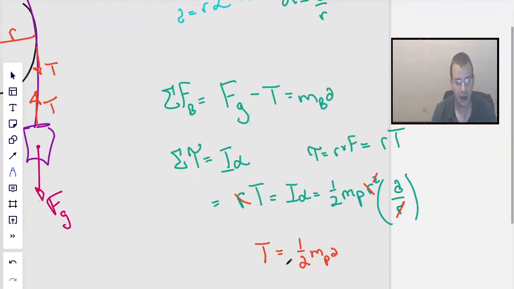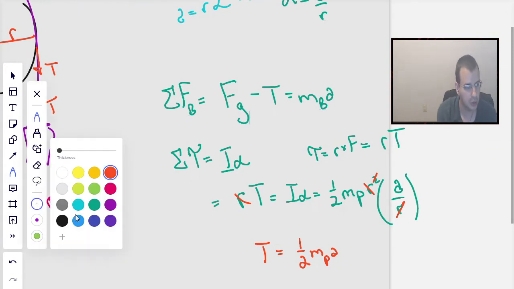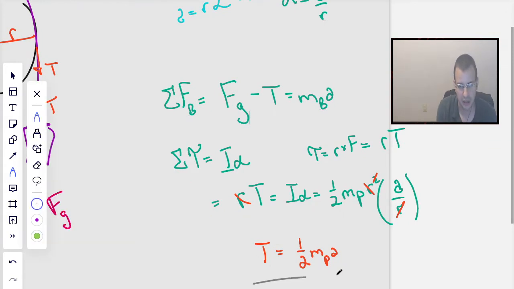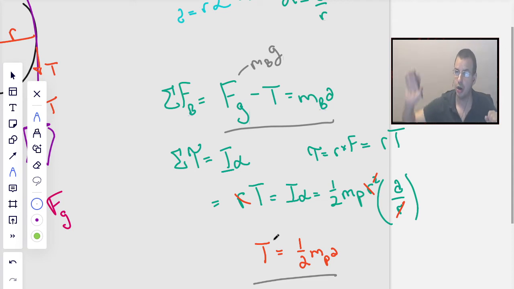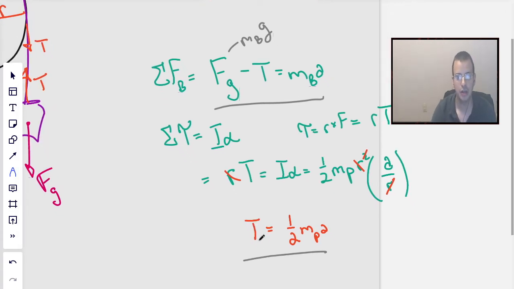So now I'm going to look at these two equations right here. I know that force of gravity is going to be mass of the block times gravity. And with an equation, as long as you do the same thing to both sides, then you can do it. I know that sounded terrible.